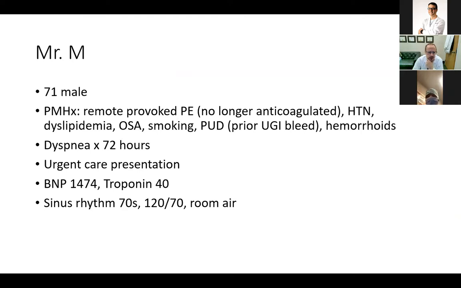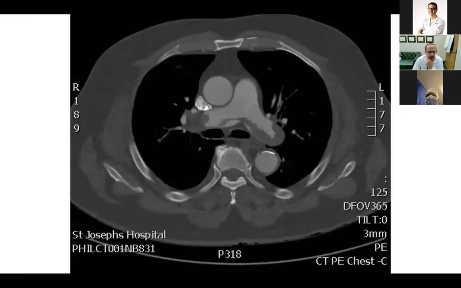He had dyspnea for 72 hours and presented to St. Joe's with his dyspnea. They performed a CT scan, which will show he did have elevation of his biomarkers, but was in normal sinus rhythm in the 70s, normotensive, and on room air. And on the CT scan, you can see he has a large central clot burden, essentially occluding both main pulmonary arteries. You can also see on this scan his descending aorta. He's got calcium. He's got a lot of atheroma.